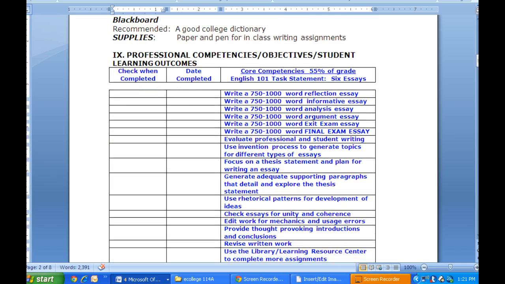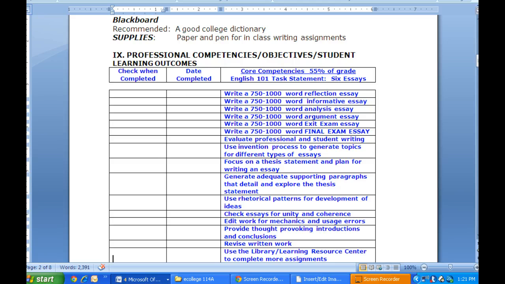In particular, you'll notice that all of our essays have to be between 750 and 1,000 words. One of our essays has to have a research component to it. So we'll talk more about that as we go. But you can see that we have 6 essays to write. There are 2 different exam essays at the end. One is designed by me for our class particularly, and the other is a departmental exam. And you do have to take both of them, and they count as your last 2 essays.